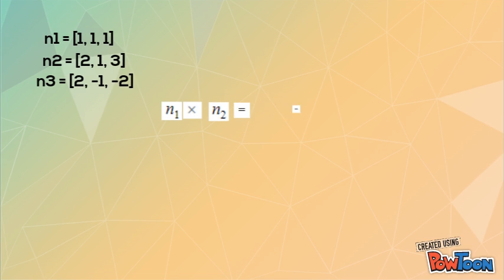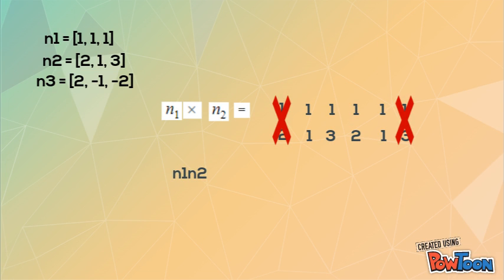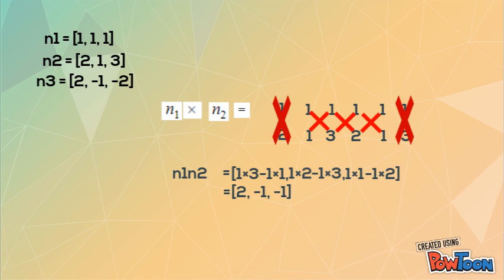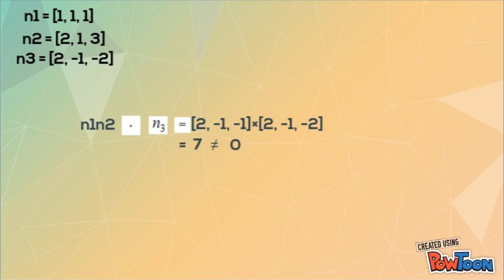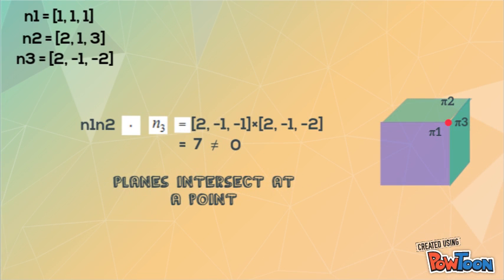In this case, the cross product n1 × n2 equals (1 times 3 minus 1 times 1, 1 times 2 minus 1 times 3, 1 times 1 minus 1 times 2), to get a new vector, (2, -1, -1). And now let's do the dot product. Using the cross product of n1 and n2 dot product with n3, we get a scalar quantity 7, which does not equal 0. Thus, the planes intersect at a point.